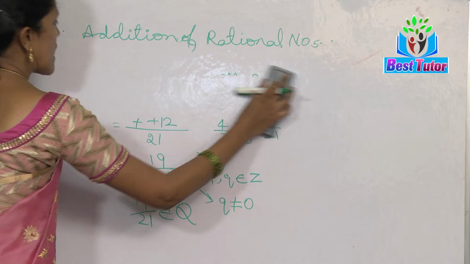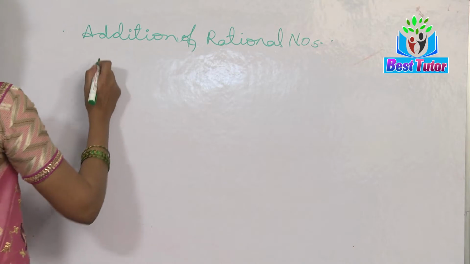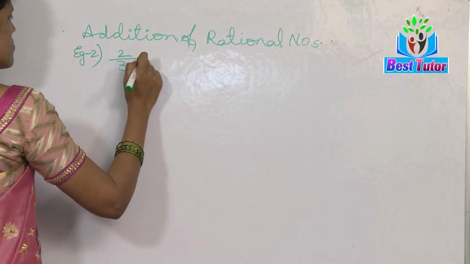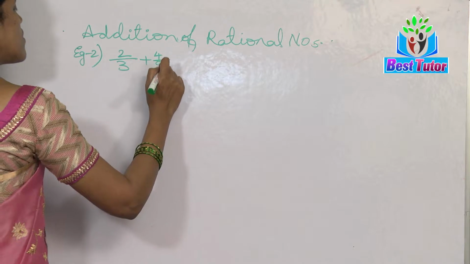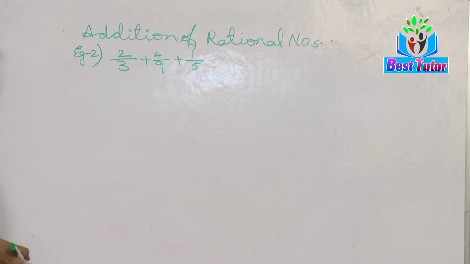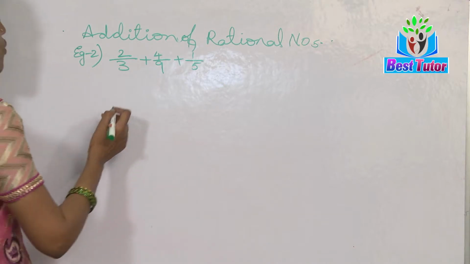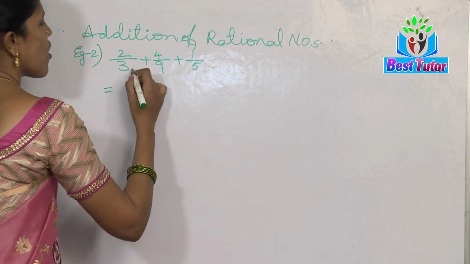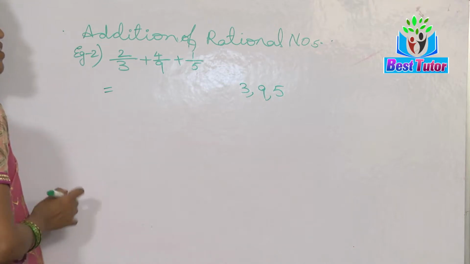Let us look into another example. If this is the example where we have to find the sum of 3 rational numbers, how do we go about it? The procedure remains the same, but you have to find the LCM of all the 3 denominators, 3, 9 and 5. Let us look into the easier procedure.